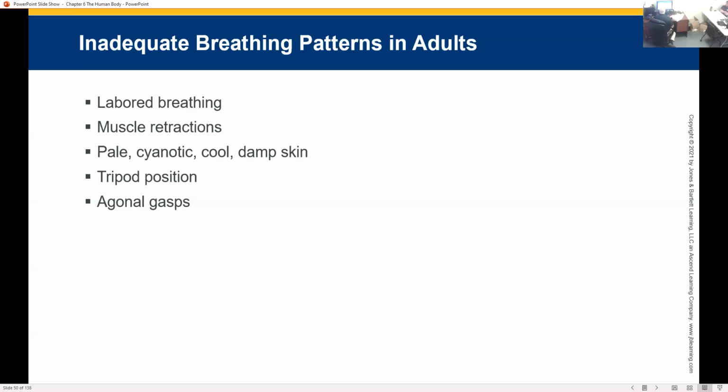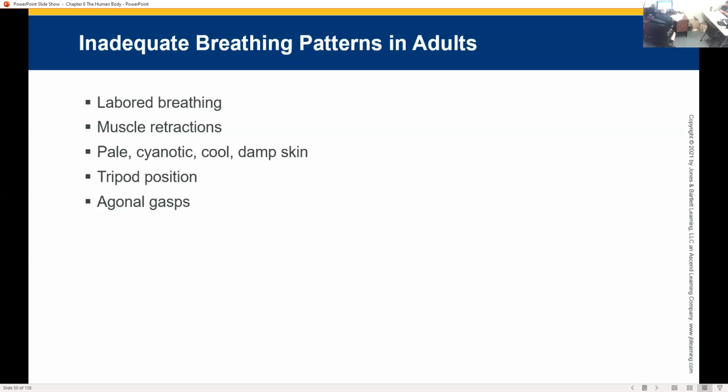anyone who's pale or cyanotic, cyanotic meaning a blue tint to your skin, and where you typically see this is at the fingernail beds. So that tells you immediately, or sometimes you'll see a bluish tint to the lips. That tells you that they're cyanotic. Cool, damp skin is another thing. Tripod position: there was a good picture in your book of the gentleman leaning forward in a chair with his hands on his knees. That's a good picture of tripod.